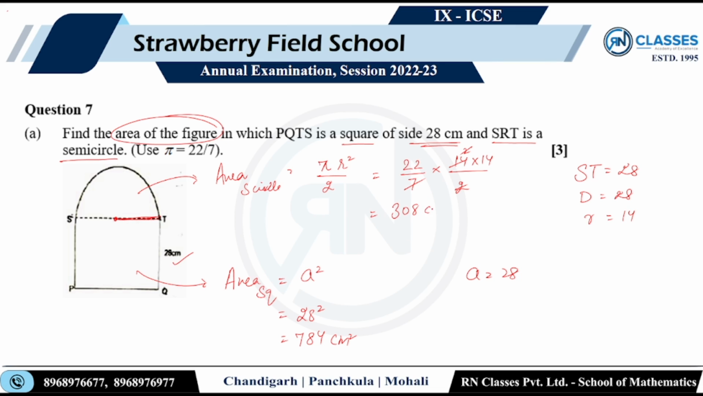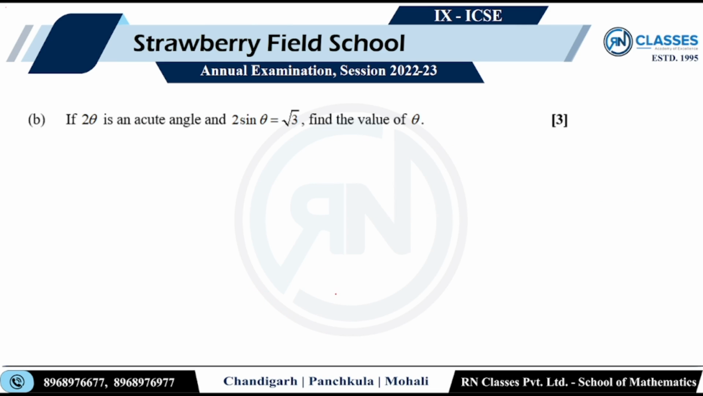So यहां पे आ गया 308 सेंटीमीटर स्क्वायर और यहां पे आ गया 784. सो फाइनली द एरिया वुड बी 784 plus 308. दैट इज नथिंग बट 1092 सेंटीमीटर स्क्वायर. इन दोनों को मेरे को ऐड करना. दैट्स इट. इतना ही छोटा क्वेश्चन था. लेट्स गो ऑन टू द नेक्स्ट.